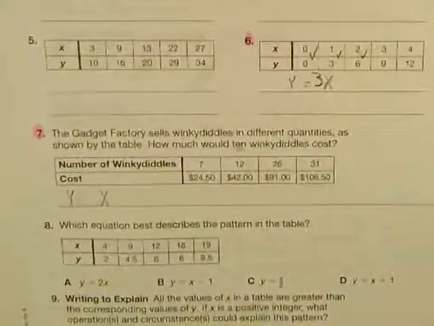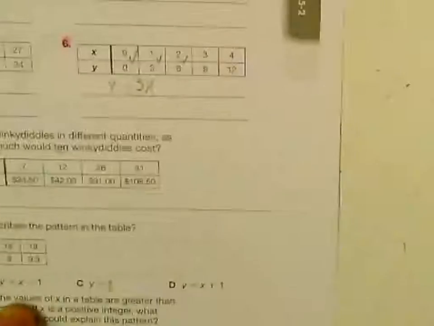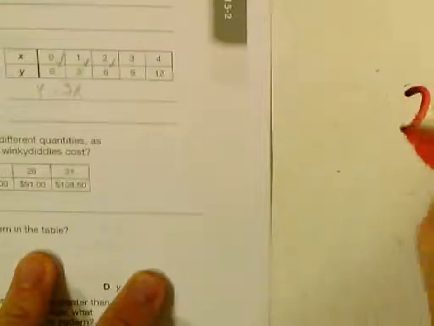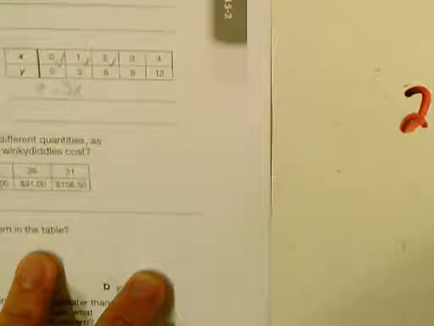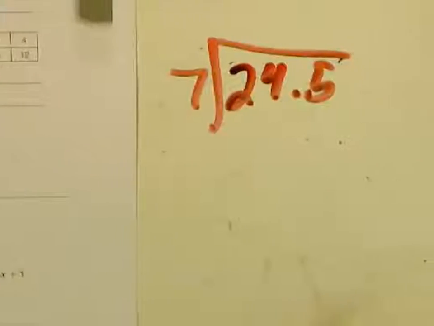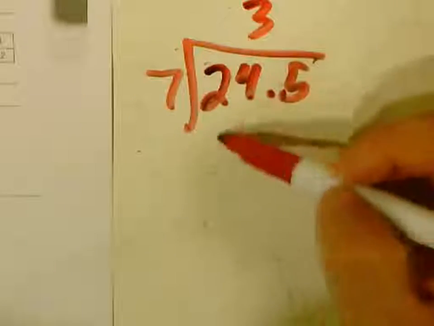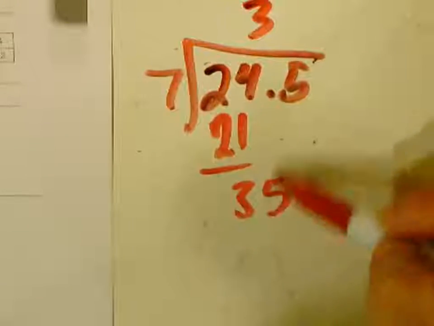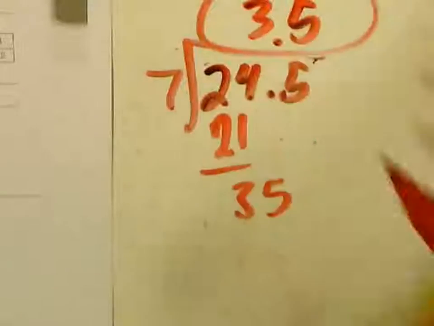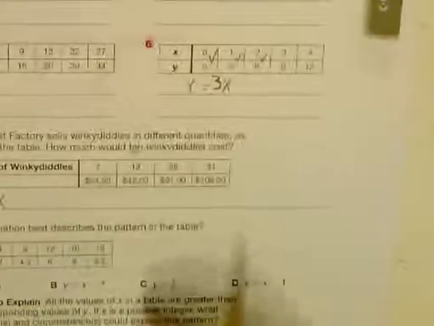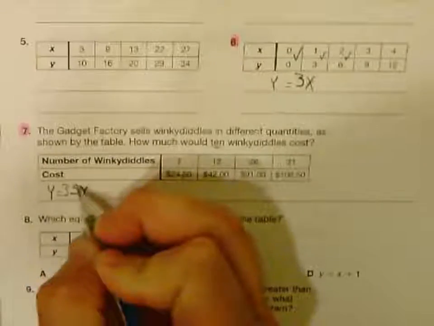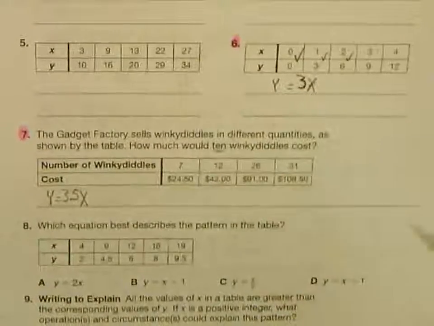so I can start trying to figure out what times 7 is going to get me to 24.5. The easiest way to figure that out is to set up a division problem, work backwards. So what times 7 gives me 24.5? Just set up this division problem. 24.5 divided by 7 gives you your answer, 3.5. Now we can go back. I know that my rule, again, I knew it was multiplication, so it's going to be 3.5 times x, and that's going to spit out my answer every single time.